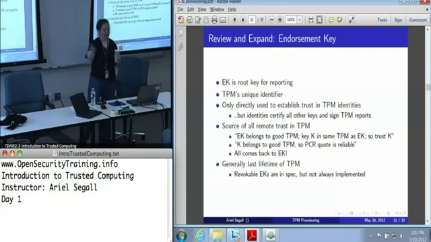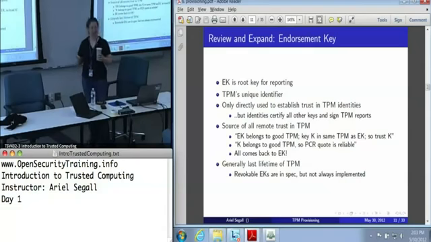This other key is in the same TPM as the endorsement key. Therefore, we know that this key is in a good TPM. And this key is in a good TPM. Therefore, we know that these PCRs are reliable. This key is in a good TPM. Therefore, we know that it will protect my data. So every time that I, as a remote party, say I trust that TPM, it's because I trust the endorsement key in the end.